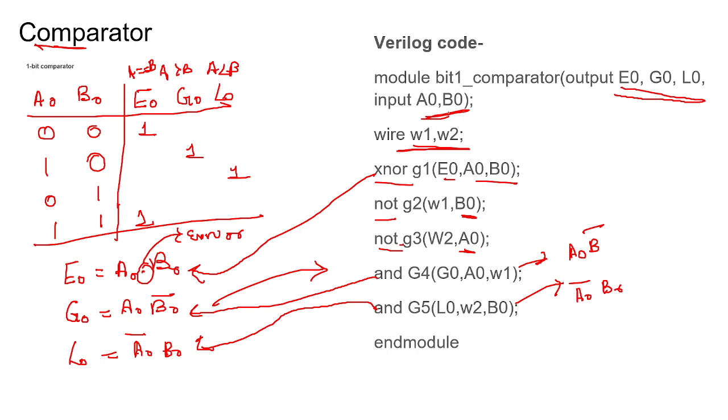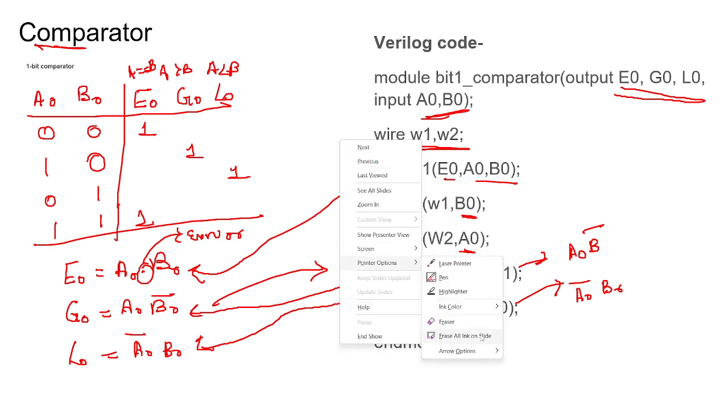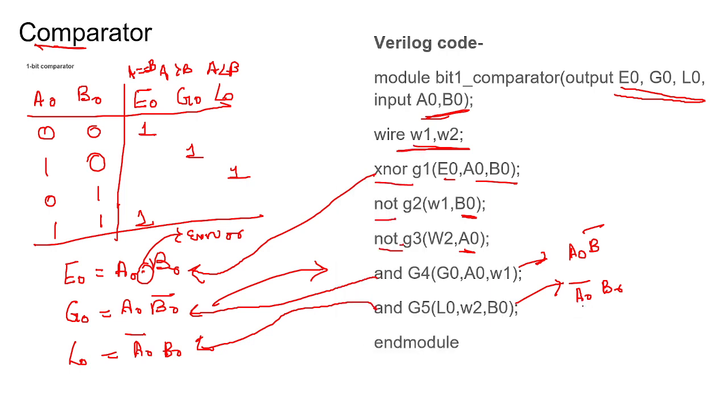Is this one bit comparator clear? Fine. Any doubts in this one bit comparator? Madam, is there any order required to be followed here? No, order it is our wish. They are all continuous assignments, so everything will be executed. At time 0, all the gates will receive the input and everything will be executed. Okay, madam. Thank you.